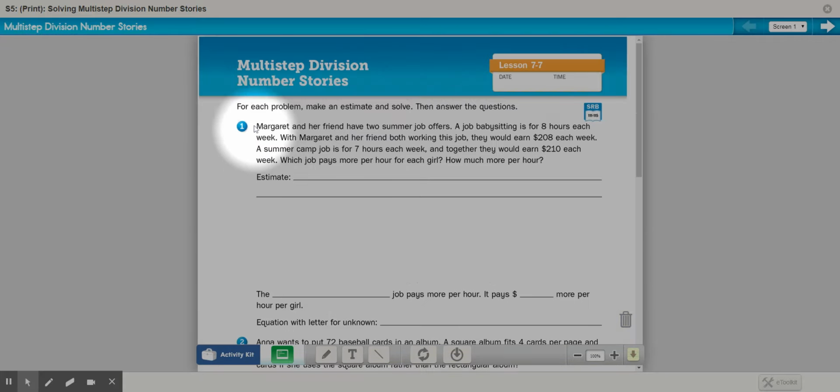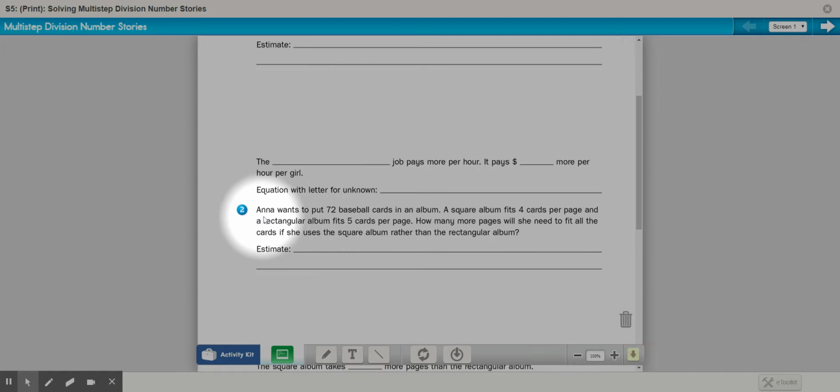For each problem, make an estimate and then solve, and then answer the questions. So we need to do the estimate first and solve it, and then answer the questions. Anna wants to put 72 baseball cards in an album, like those photo albums. They have two different kinds of albums, a square album, and they also have the rectangular one, which is also a square. So that's really kind of incorrect language there.